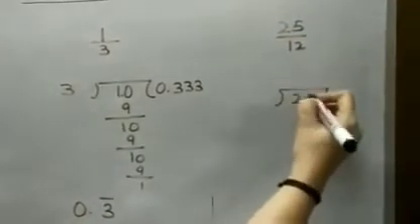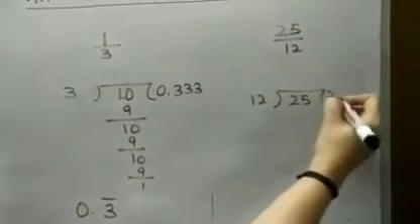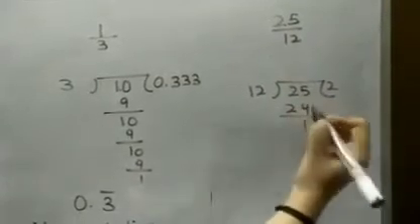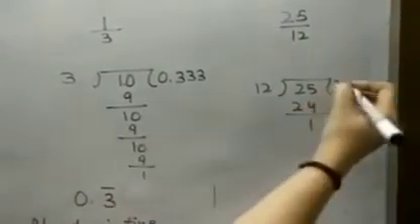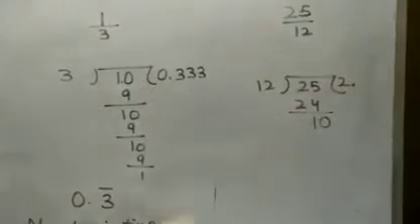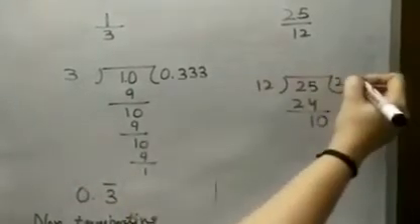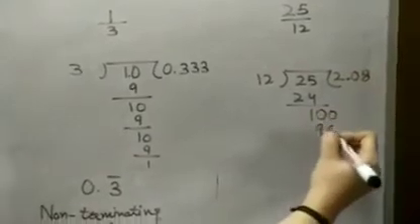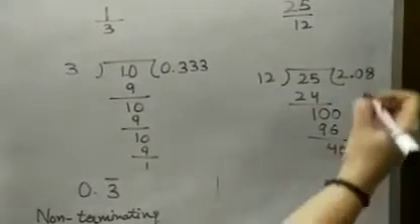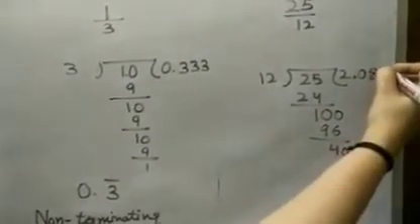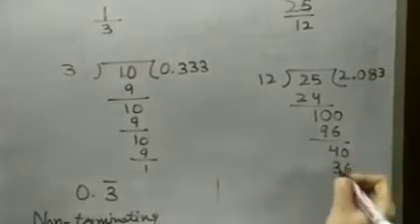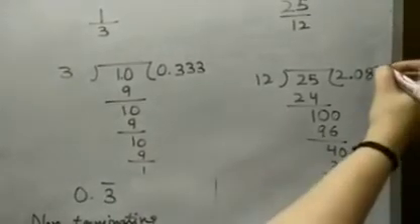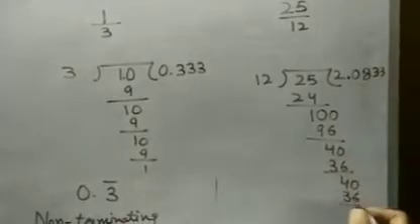Start dividing. 12 2s are 24. 1. Now 1 is not divisible. Start with decimal. Again 10 is not divisible by 12, so we will place 0. 12 8s are 96. 40. 12 3s are 36. 40. 12 3s are 36 again.